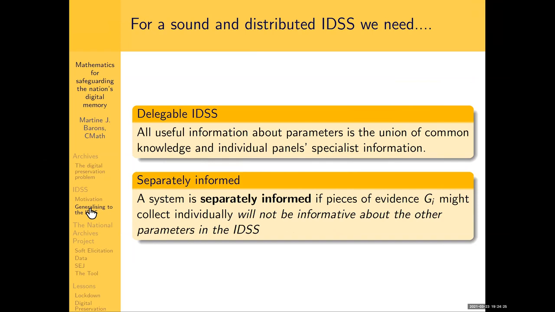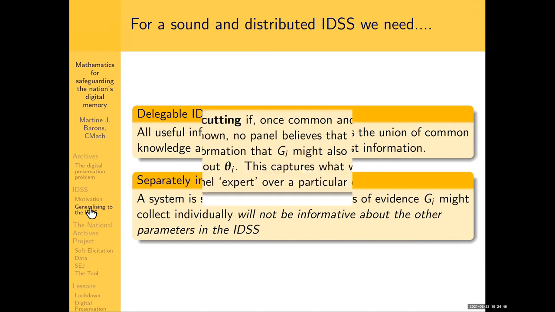So all the information that I have in my panel is either common knowledge or it's special to me, and it's not useful for anyone else. That's what these two things, the delegable and the separately informed, are basically saying. If there's a piece of information, it isn't available to half a dozen of the panels but not all of them. It's either available to everyone or they don't need it, and it's available just to the panel that does require it.